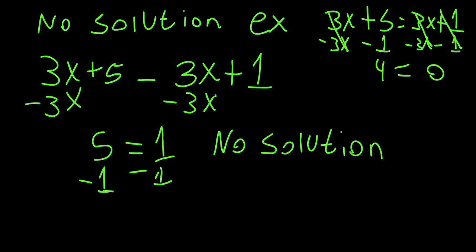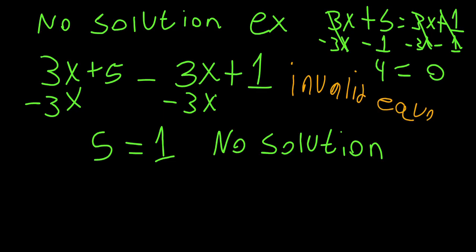So what I want you to realize is that if you get that nonsense answer, 5 equals 1 or 4 equals 0, you have a no solution situation, and that's how you should answer that question. You'll be asked, what's the solution here? You would say no solution. What that basically means is they've created an invalid equation, meaning it's not actually equal as an equation should be. All right, let's move down to an infinite solution example.